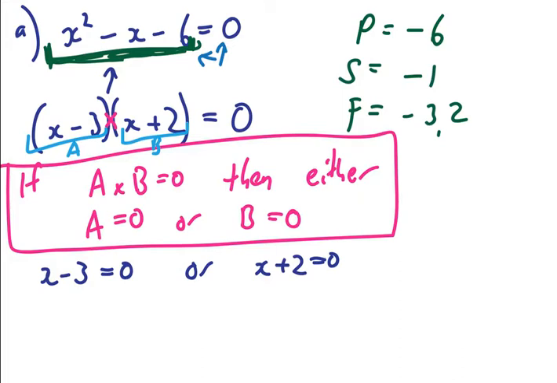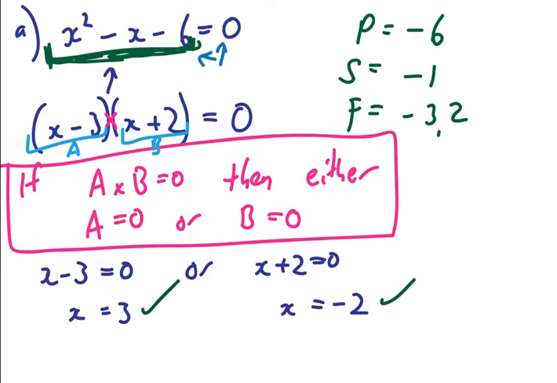Solving these like a normal equation, here I would add 3 to both sides, so I get x is equal to 3. Over here I would subtract 2 from both sides, x is equal to minus 2. And I do get two solutions. Okay, so Mike's going to come along, boom, boom, two solutions. Thank you very much.